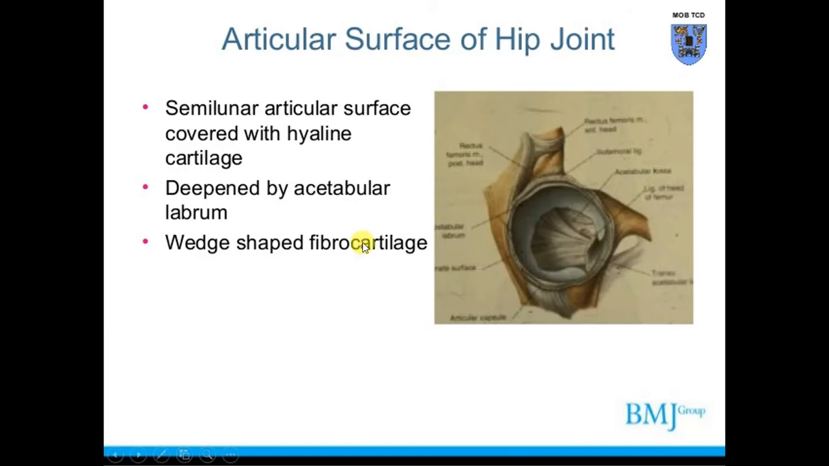So the acetabulum is a semilunar surface covered with hyaline cartilage, deepened by the acetabular labrum, a wedge-shaped fibrocartilage. It deepens the cavity of the acetabulum, and it's a semilunar, half-moon articular surface.